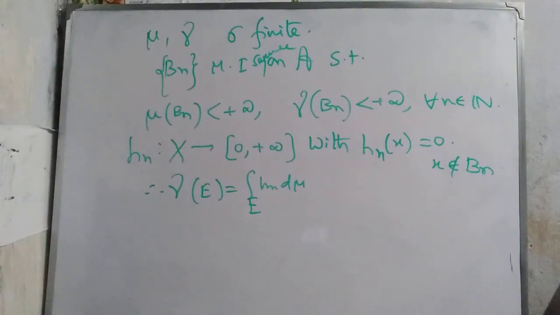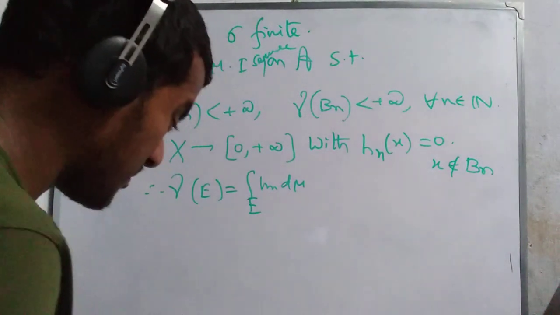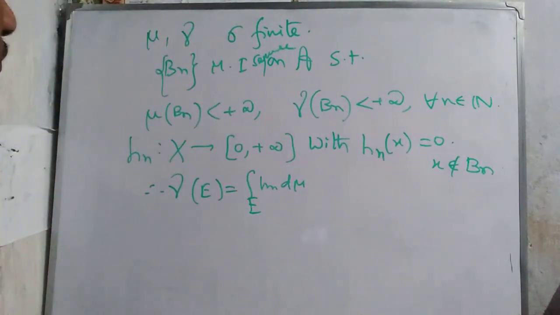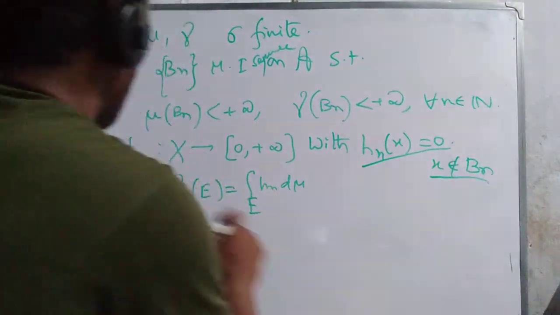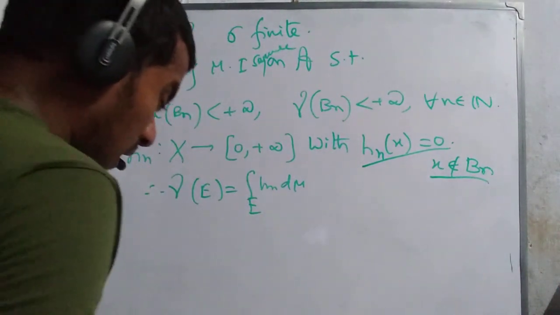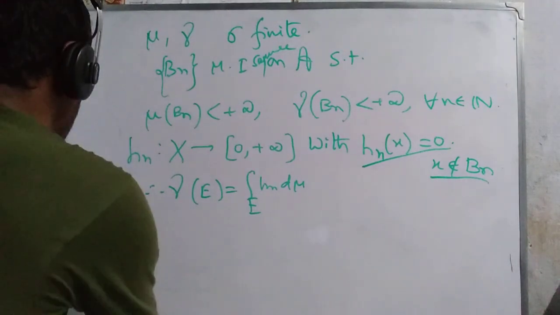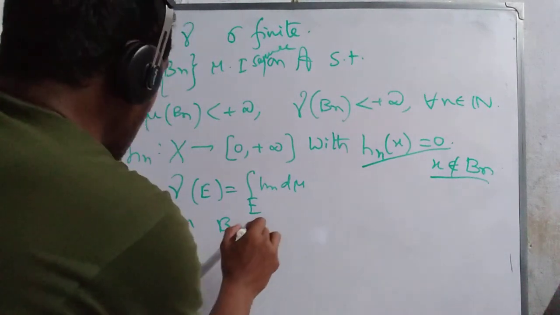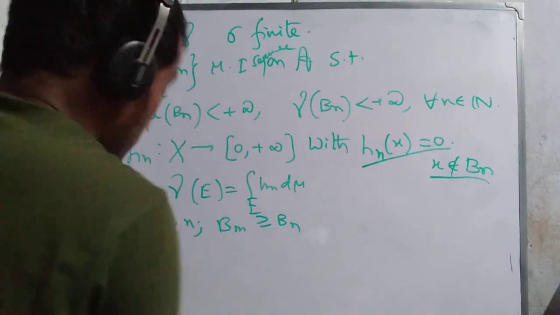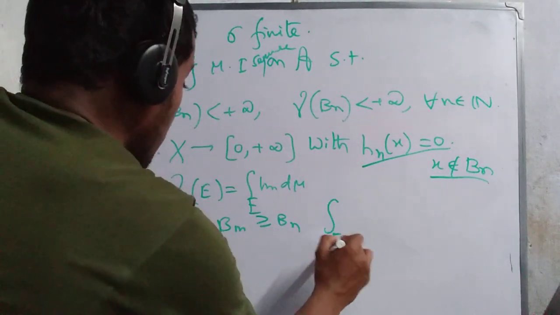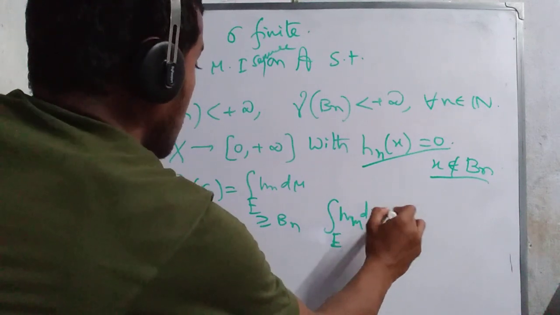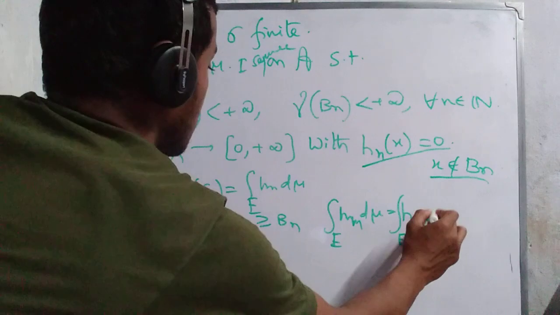Then again we also see about that. Okay, what we see about that, some measurable functions h and x equal to this one and then this one. Okay, and then what we see about that: let m greater than or equal to n, Bm superset of Bn. Okay, then integration over E of h_m d mu equals integration over E of h_n d mu.